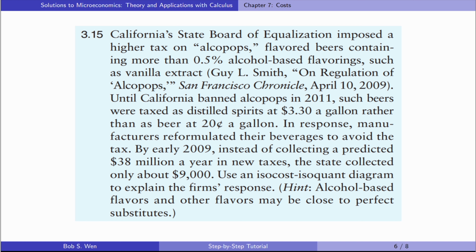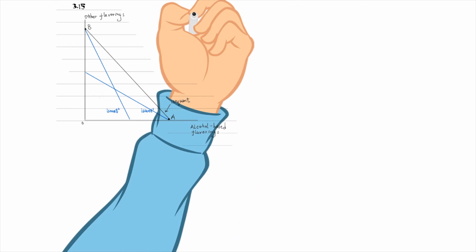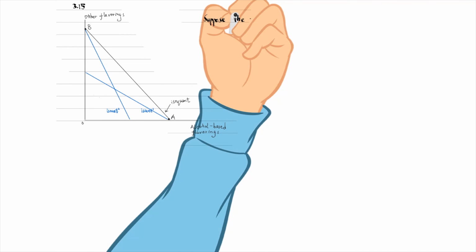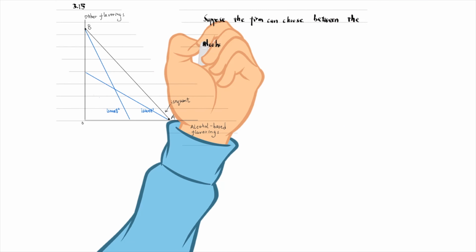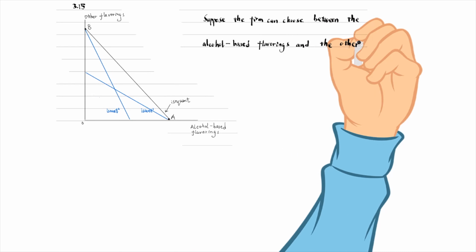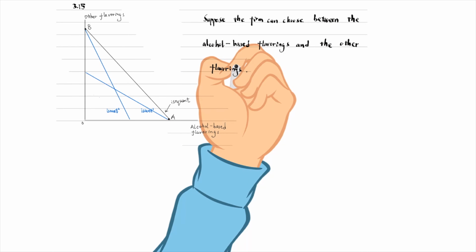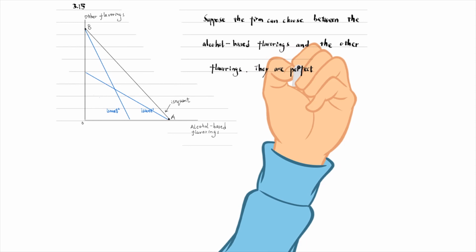By early 2009, instead of collecting a predicted $38 million a year in new taxes, the state collected only about $9,000. Use an isoquant diagram to explain the firm's response. Suppose the firm can choose between the alcohol-based flavorings and the other flavorings. They are perfect substitute inputs for the firm.